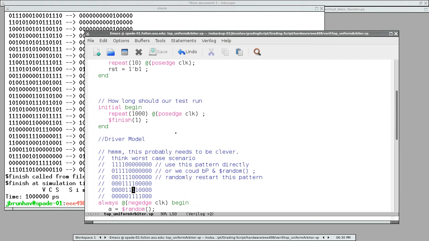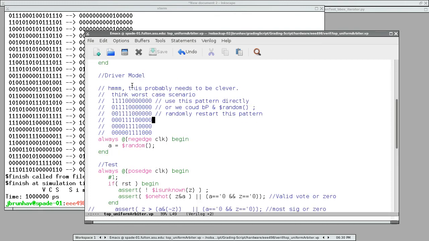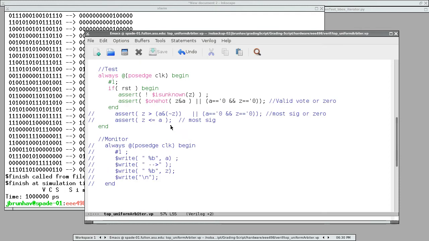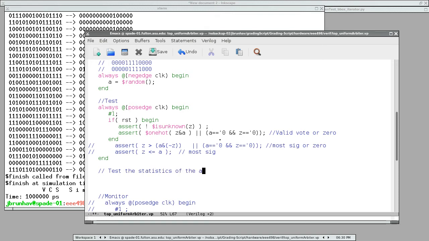And so we could really mess that pattern up by constantly restarting it, so it has no idea where the right spot to be is in the middle. So that's one of the things we need to do to get us where we're going. The other thing that we need to do is we need to add some tests. So we need to test the statistics of the arbiter.